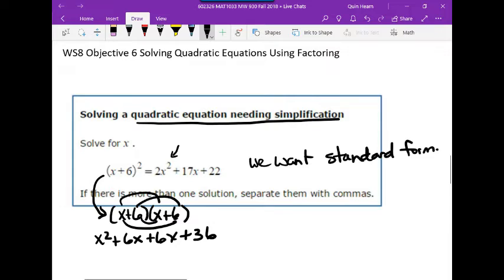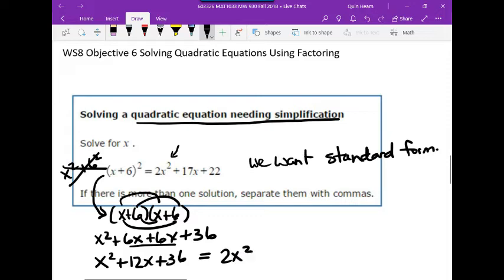Common error to avoid is people want to write x squared plus 6 squared. They think they can just square each part, and that's not true because they'd be forgetting about those two 6x's in the middle. So the left side of this equation is really x squared plus 12x plus 36. We still have the right side though. Let's write it down. Equals 2x squared plus 17x plus 22.